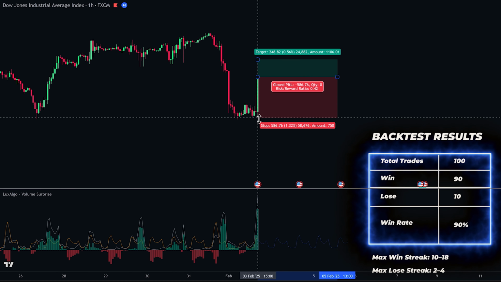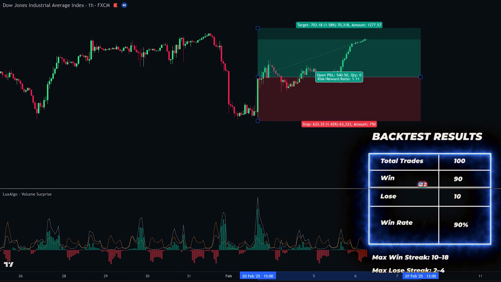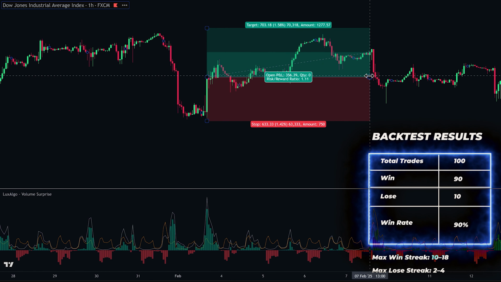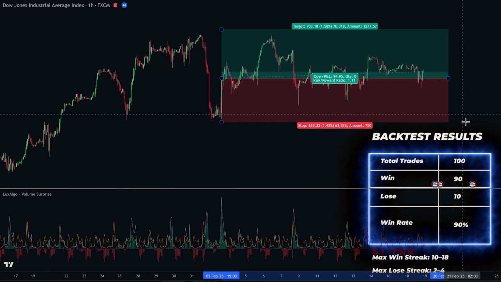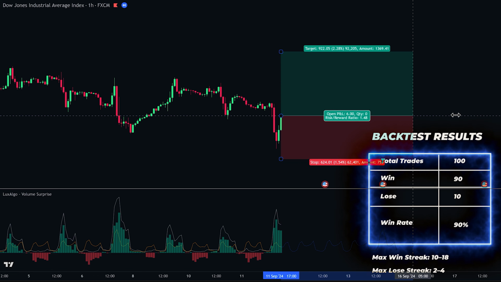And that's how you can trade effectively using the Volume Surprise Indicator by Lux Algo. From confirming real breakouts, catching high-volume reversals, to spotting smart money entries after liquidity sweeps, this tool gives you a simple but powerful way to see when true market activity is building behind price.